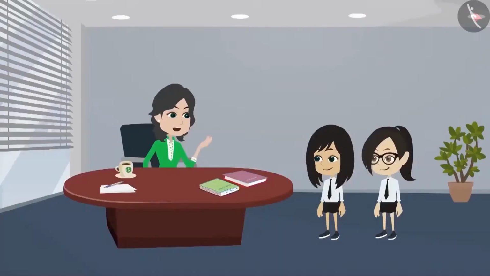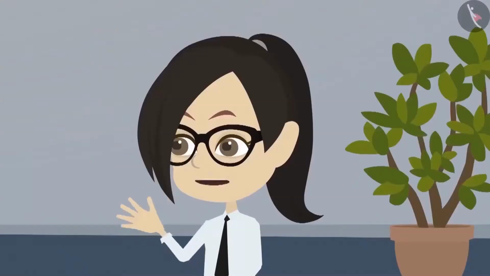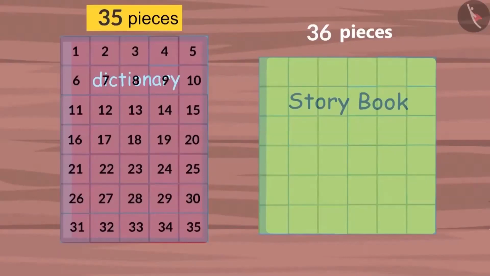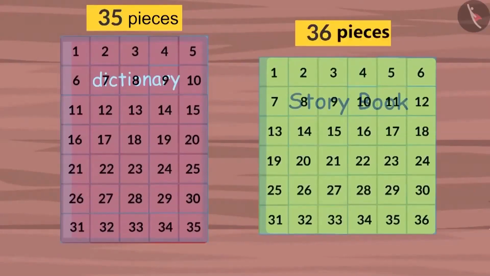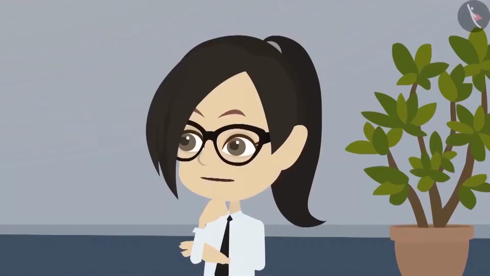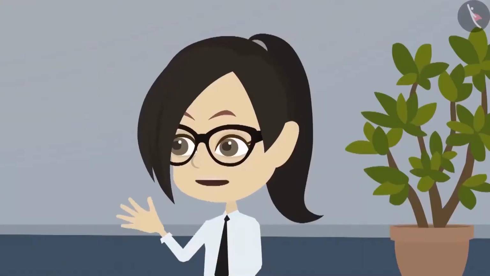Now tell me, whose book required more pieces to cover? Madam, 35 pieces were used to cover my book, whereas 36 pieces were required to cover Neha's book. That means, Madam, more pieces were required to cover Neha's book. So does this mean that Neha's book is bigger than mine?